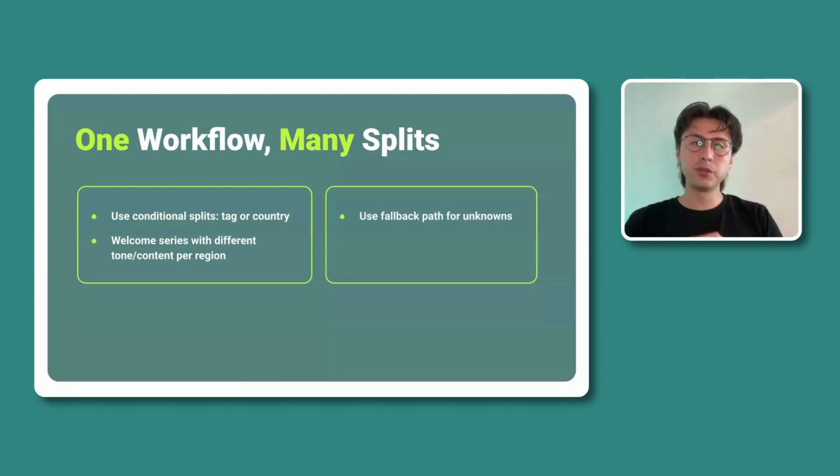Use fallback path for unknowns. This one is usually by default English. You're gonna see an example. Right now it may sound a little bit confusing, but all the customers that do not really have any associated contact property or information that can give you any clue of where they are from, you can just feel confident to send them your default information in English, and you're gonna see how it looks in a real automation.